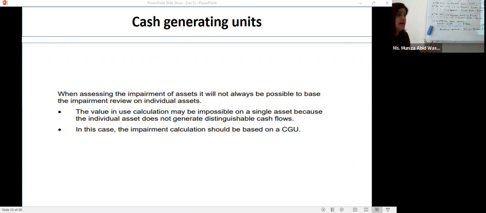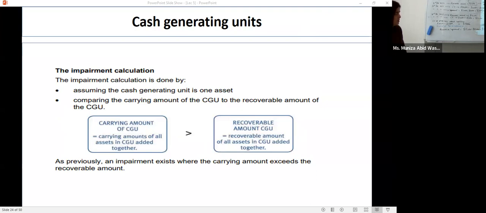So we are going to see how much value in use, collectively, all the restaurant assets give us. In this case, the impairment calculation should be based on the CGU, cash generating unit. The impairment calculation principle is going to remain the same. If the carrying amount is more than the recoverable amount, this is the impairment. The impairment calculation is done by assuming the cash generating unit as one asset, comparing the carrying amount of the CGU to the recoverable amount of the CGU.